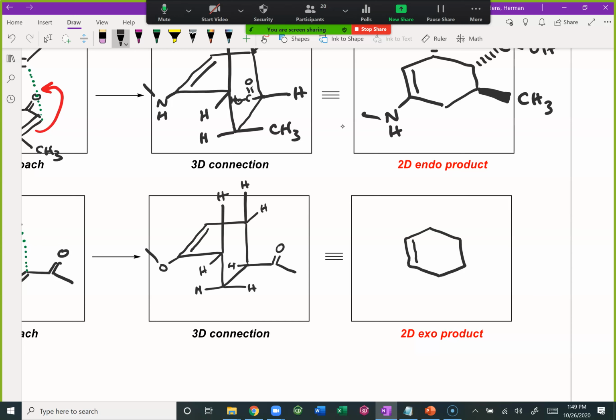So we're gonna put the double bond here, and our methyl group there. And notice that if I label these carbons as 1, 2, 3, 4, 5, and 6, I have 1, 2, 3, 4, 5, and 6. On carbon 2, I have the only chiral carbon in this problem. And it looks like that. And that is my exo product. All right.